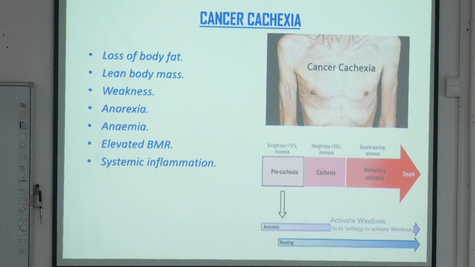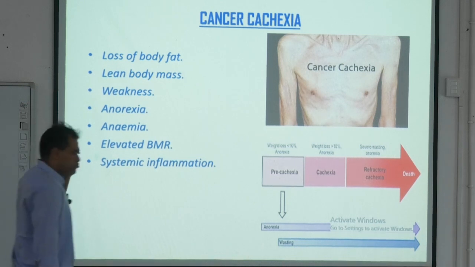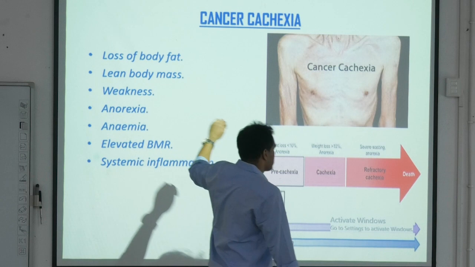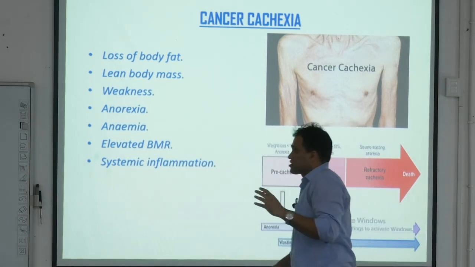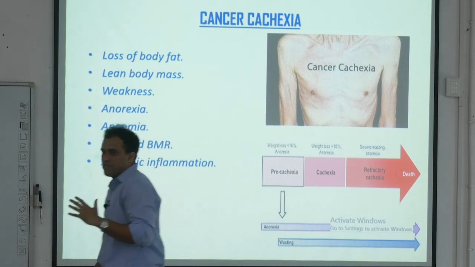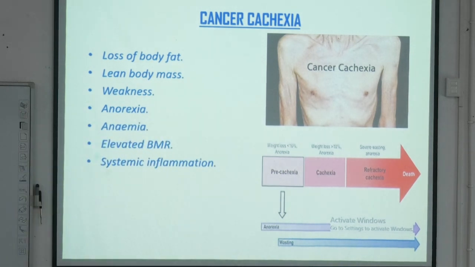Okay, so cancer cachexia, you have to keep these features in mind. The first three are most important. Loss of body fat, lean body mass. The fat stores are depleted. Then you get loss of lean body mass because the muscle is wasted.